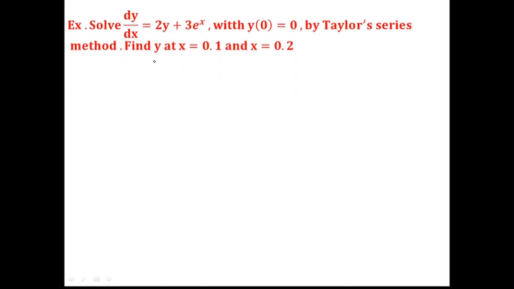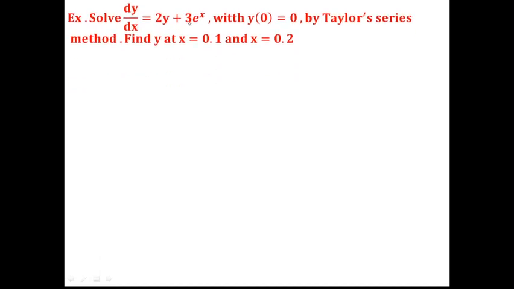Let's see one more example where you'll see what the difficulty level is and what the difference is. So solve dy by dx equal to the given function with the given condition by the Taylor series method. Here we have to evaluate the value of y at x equal to 0.1 and 0.2. So this problem consists of two parts. First, to get the solution by the Taylor series method, meaning to get the Taylor series expansion, and the second is its value at x equal to 0.1 and x equal to 0.2.